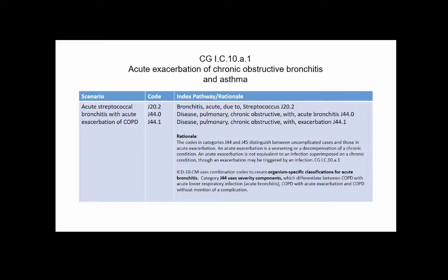The first guideline has to do with acute exacerbation of chronic obstructive bronchitis and asthma. It does cover both conditions, and our first one we're looking at is just the bronchitis, where the patient has a diagnosis of acute streptococcal bronchitis with acute exacerbation of COPD. I have there the index pathway for those two conditions. You notice that there are codes that are different for the COPD with acute bronchitis and the COPD with exacerbation.